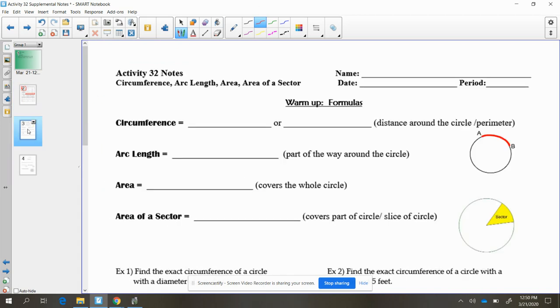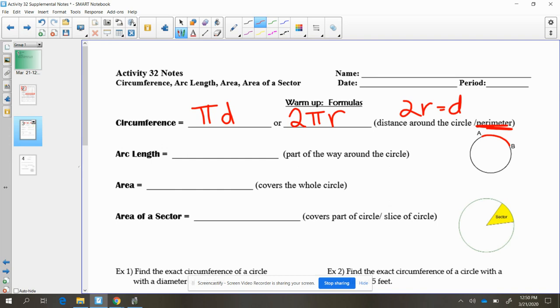First, we're going to talk about the formulas just to review. Circumference acts as basically the perimeter of a circle. It's the distance around our circle, and we have two different formulas for that, either pi times diameter or 2 times pi times your radius, because 2 times your radius is your diameter. So remember that as well: 2 times the radius equals your diameter.